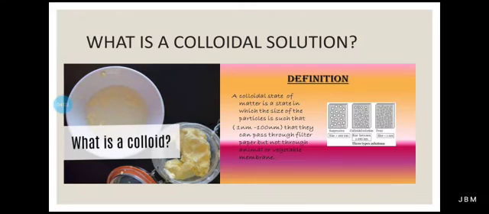Some examples include whipped cream, mayonnaise, milk, butter, gelatin, jelly, muddy water, plaster, colored glass, and paper. Every colloid consists of two parts, colloidal particles and the dispersing medium. The dispersing medium is the substance in which the colloidal particles are distributed.